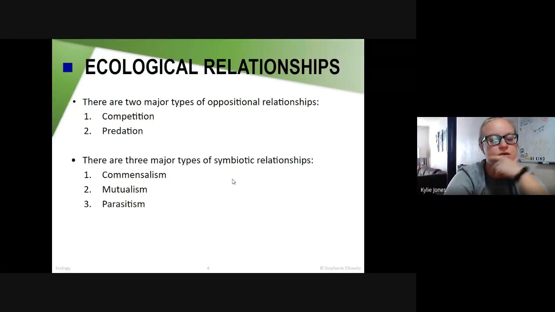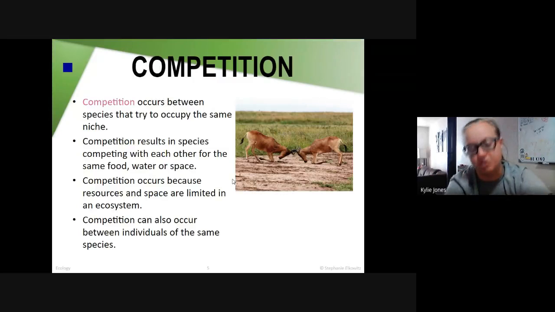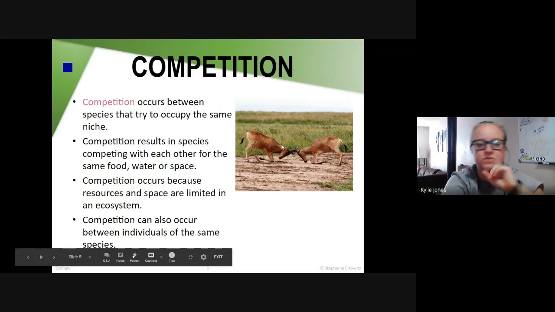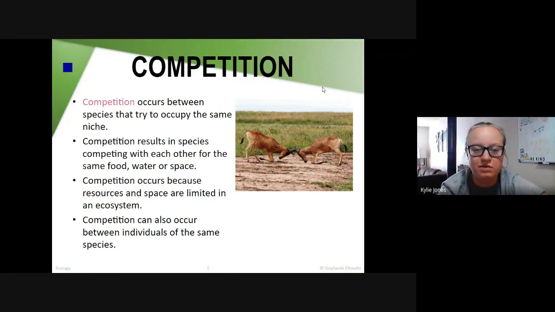Alrighty. So let's go ahead and talk about competition. Competition in general occurs when different species try to occupy the same area. So if we're looking at this picture, they're probably the same species, like elk or deer, but they're trying to compete for the same resource. Maybe they're trying to eat the grass around it and they get mad at each other, right? So they're competing for the same thing. Competition often results in species competing with each other for the same food, water, or space. Competition occurs because resources and space are limited in an ecosystem.